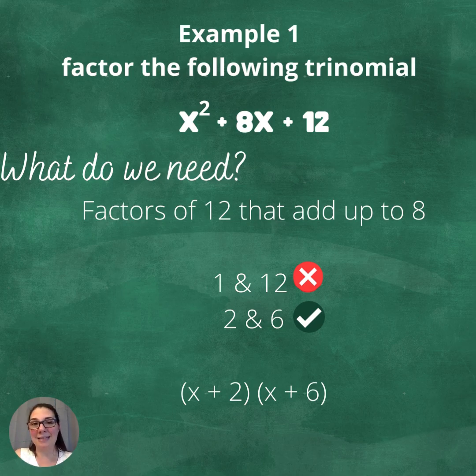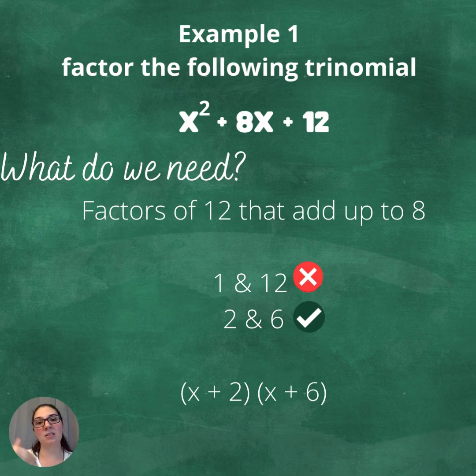And since the 8x is positive, both factors will be positive values. So if you think of factors of 12, you have like 1 and 12. But if you add those together, that doesn't add up to 8, that adds up to 13. So that doesn't help you.